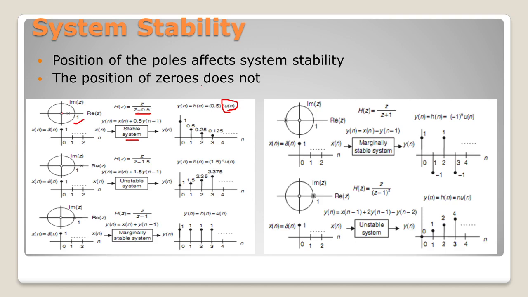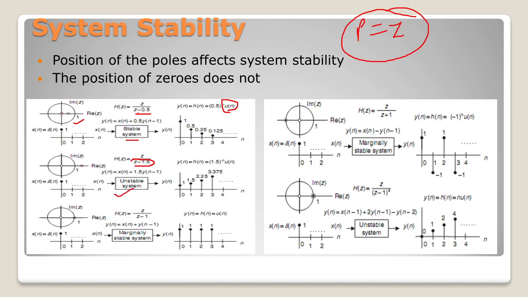Normally, we know that in any system the number of poles and the number of zeros are the same in quantity. The second system is 1.5 raised to n times u of n. Taking the z transform, we get z divided by z minus 1.5. So the pole is at 1.5, which is outside the unit circle. From this you can say the system is unstable.